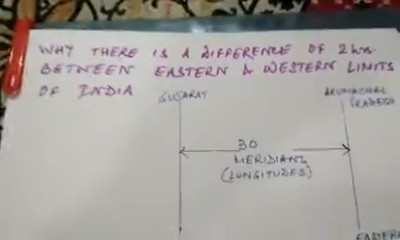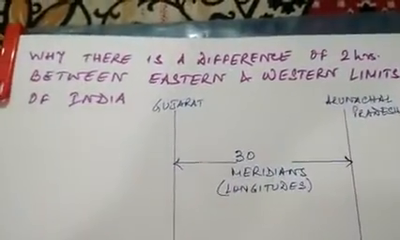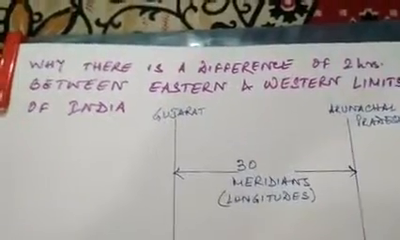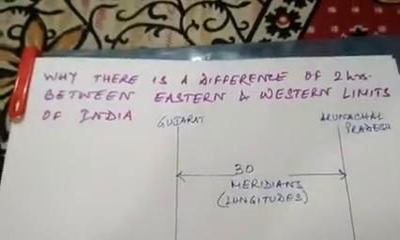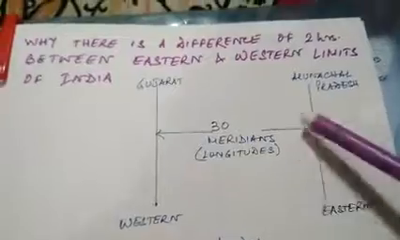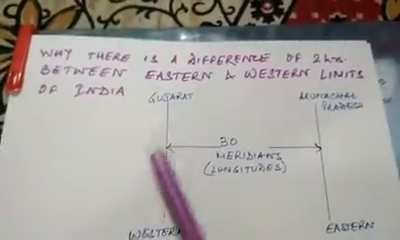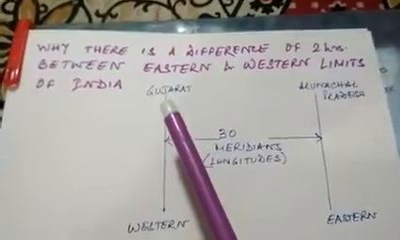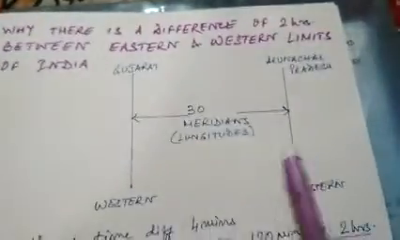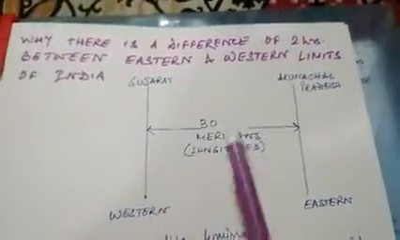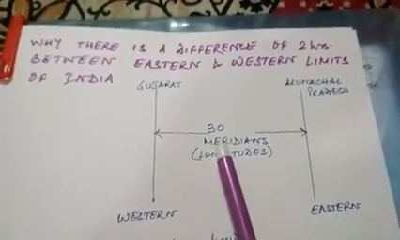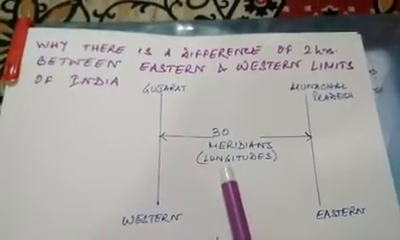The other part of this chapter is a very common question again in ISC. Why is there a difference of 2 hours between the eastern and western limits of India? Now, the eastern limit of India is Arunachal Pradesh, if you look at India's map. The western limit of India is Gujarat, sometimes called Saurashtra. Between these 2, there are 30 meridians, another word for longitude lines.